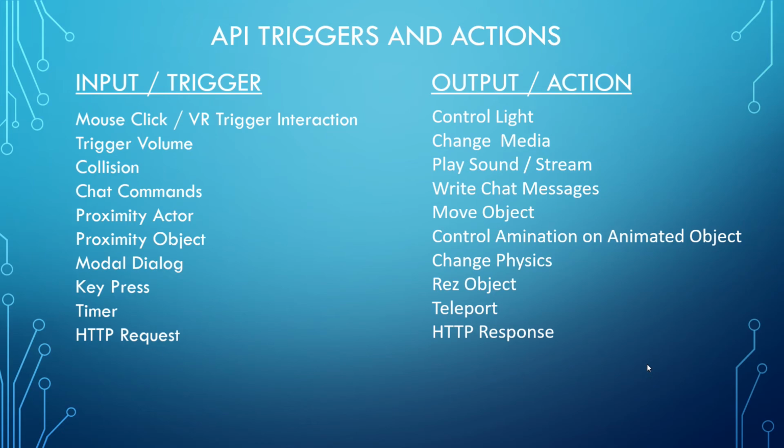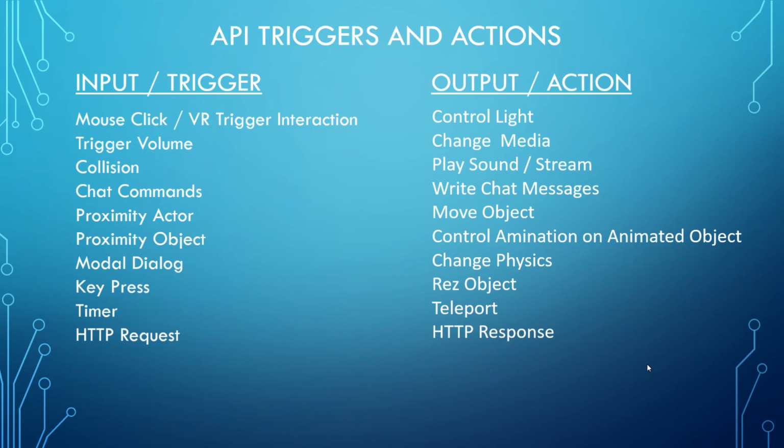Colliding and trigger volumes can both be avatars or objects. Chat commands: you can issue chat commands, and it can listen for them. You can set up a proximity script that says, hey, is an actor close to this position? Is an object close to this position?